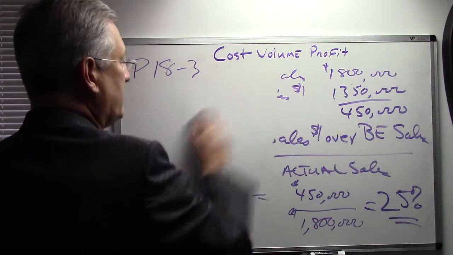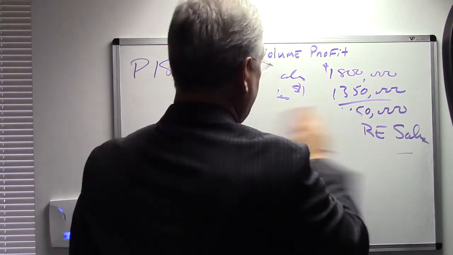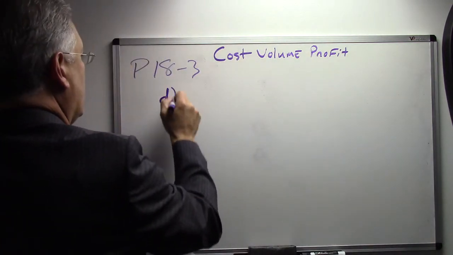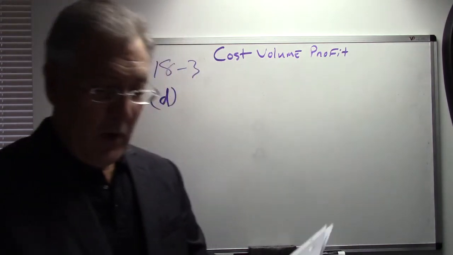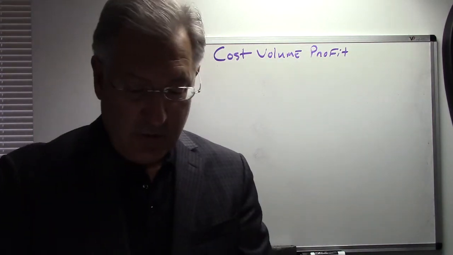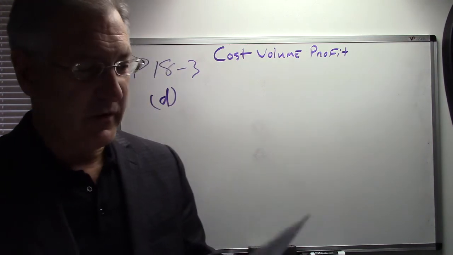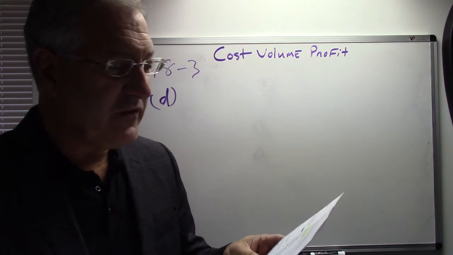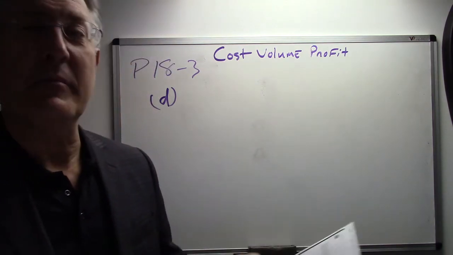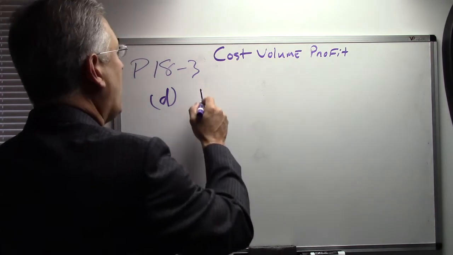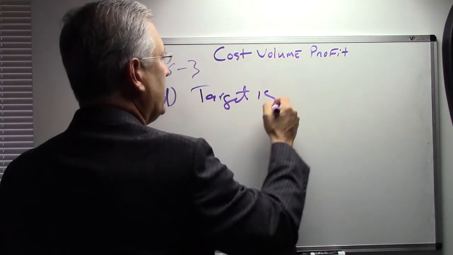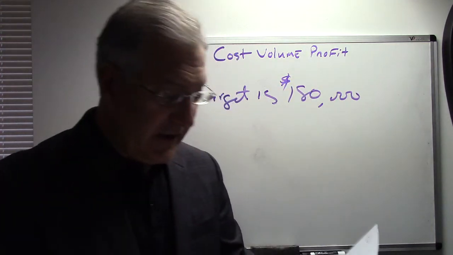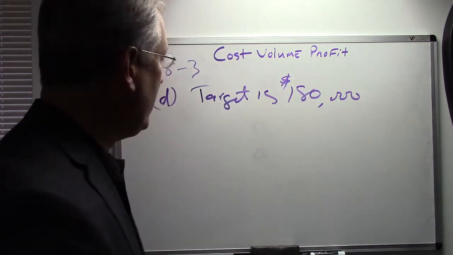Let's look at item D. Item D is asking you, what do gross sales need to be? Let's read the specific question. Determine the sales dollars required to earn a net income of $180,000. So target profit is $180,000. So that formula is very similar to the break-even point formula.